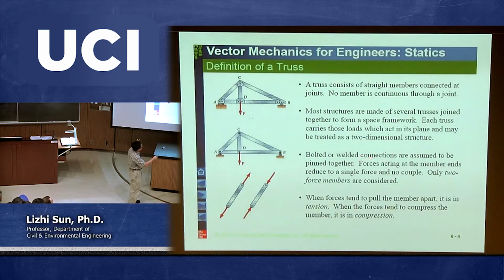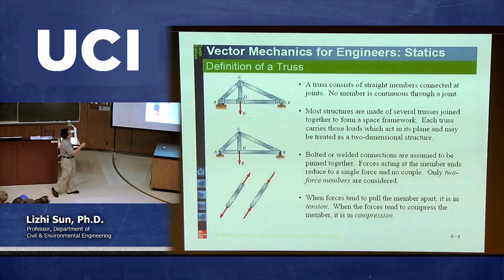It has to be like this in order to call it a truss, which means the members are internally pinned together. In other words, at this point, rotation is okay, but it's not allowed to move from this member to other members. And the forces acting at all members' ends reduce to a single force and no couple. So, number one, all the slender members are connected through either bolting or welding. And number two, all the forces must be applied only at those joints. So with these three conditions, we can call this structure a truss.